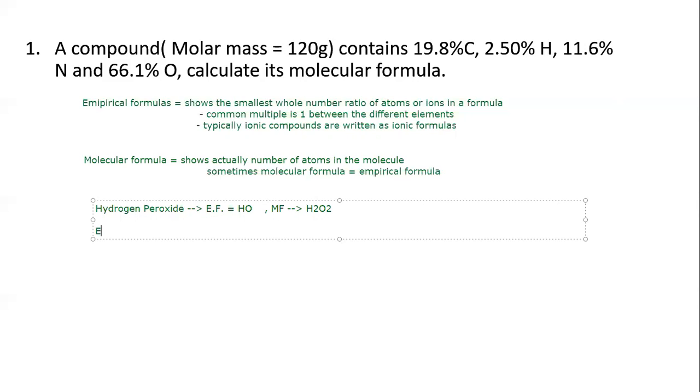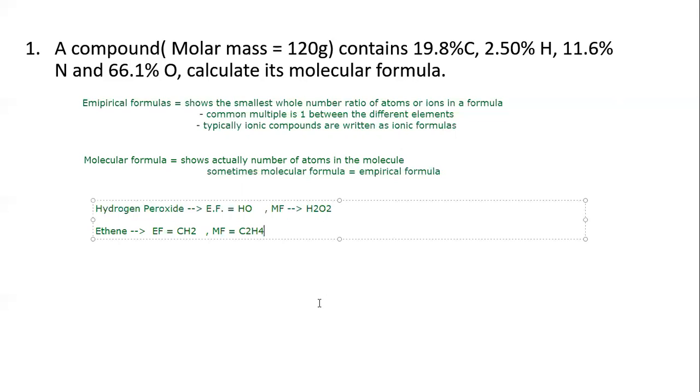Another example is ethene, whose empirical formula is CH2. But the molecular formula is C2H4. So again, you see that the actual number of atoms can have a different common multiple than when we show the lowest whole number ratio of atoms.